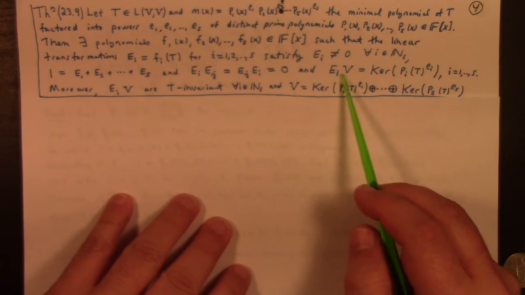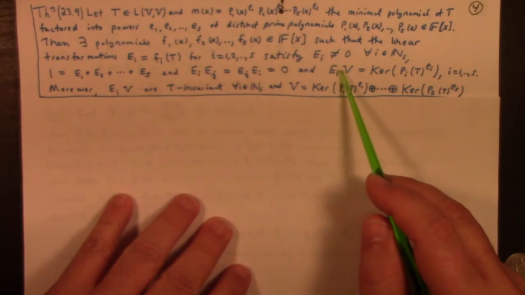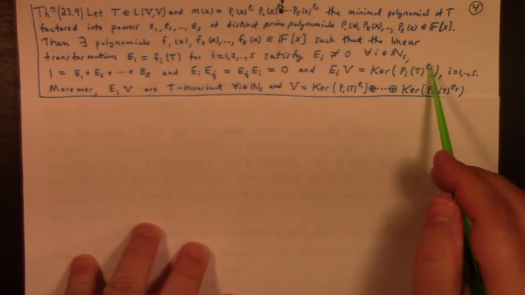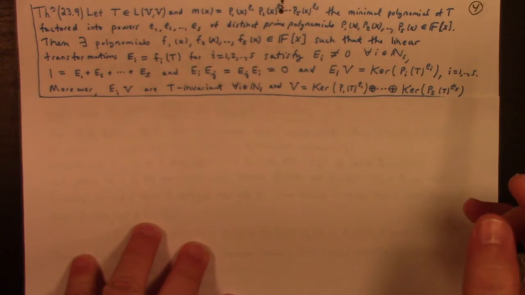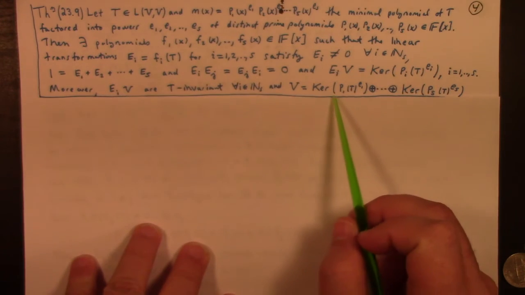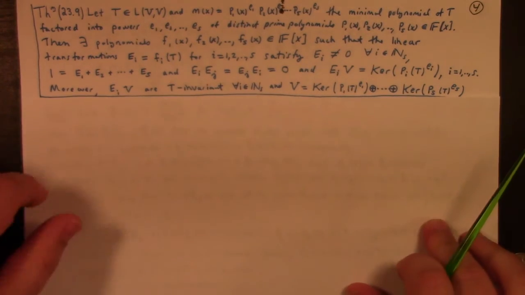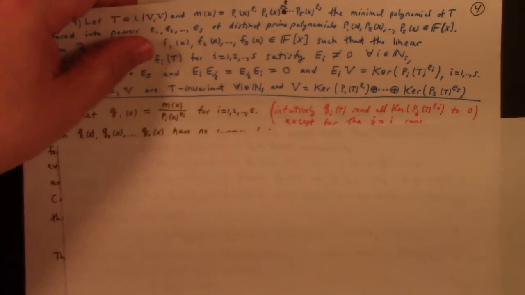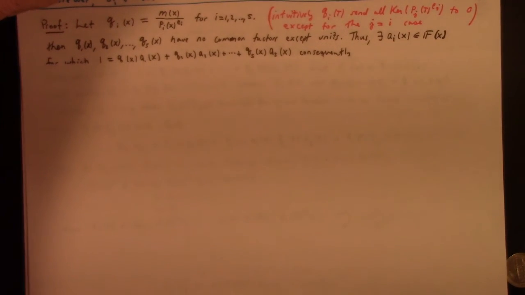And in fact, the range of each Ei is the kernel of the corresponding prime power in the minimal polynomial evaluated at T. And in fact, V is the direct sum decomposition of these kernels, just like that. All right, so let's get to work on it. Hopefully I won't get stuck this time, we'll see. All right, so the proof goes as follows.